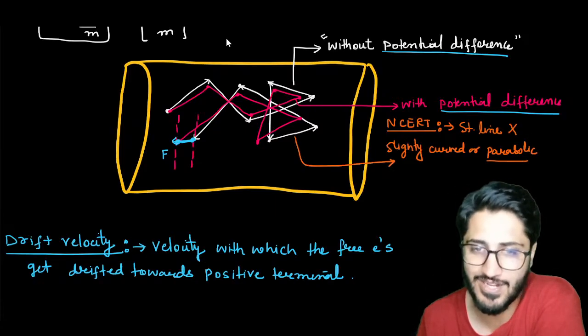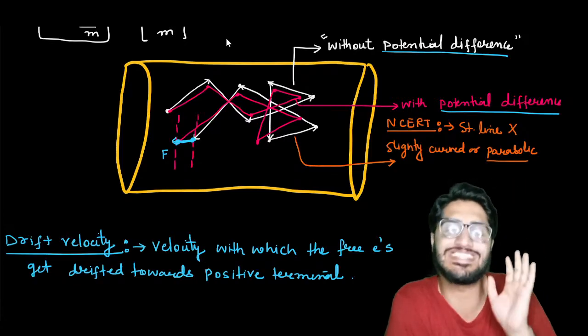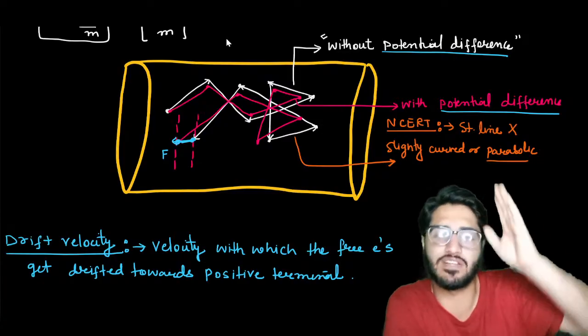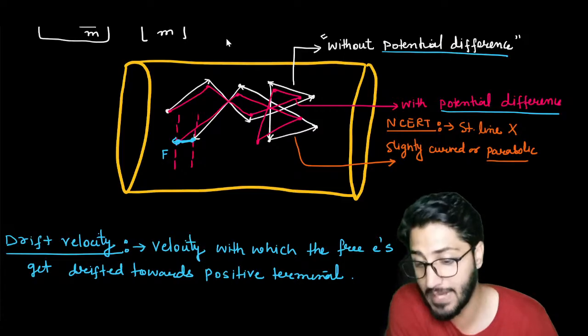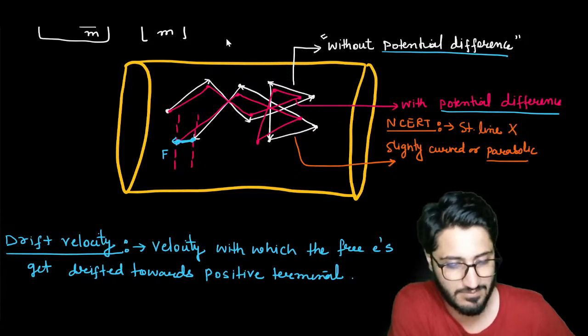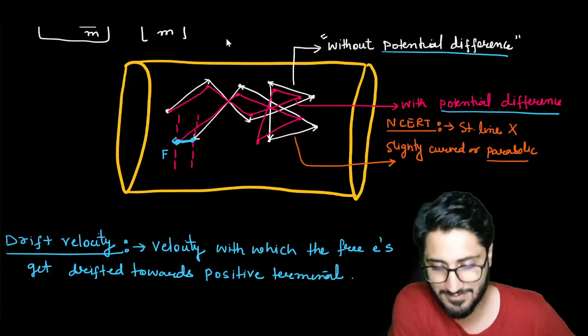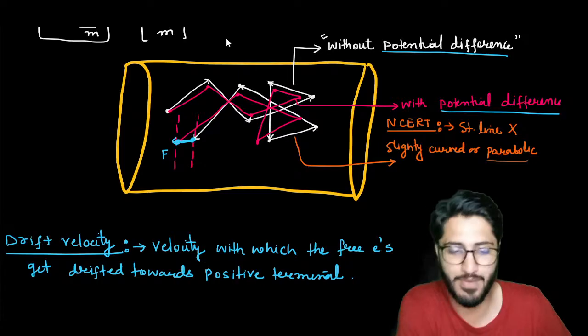These lines are not straight lines. We just show it this way for our simplicity and ease, as a straight line curve, but these are parabolic curves. Done? It's a curved parabolic, it's an NCERT line. You need to mark it. Okay?